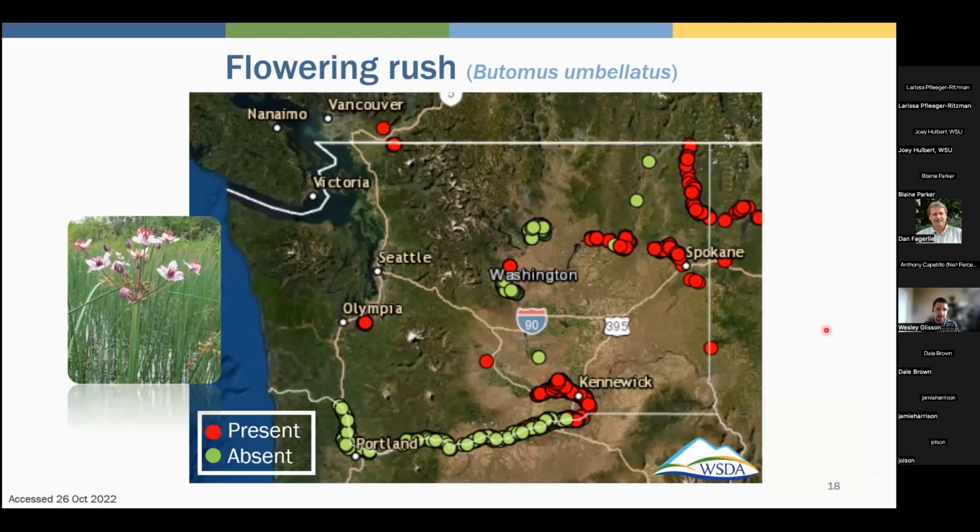There's a lot of efforts, coordinated efforts around the state, as well as partnering states in Idaho, Montana, Oregon, to take care of this flowering rush problem.